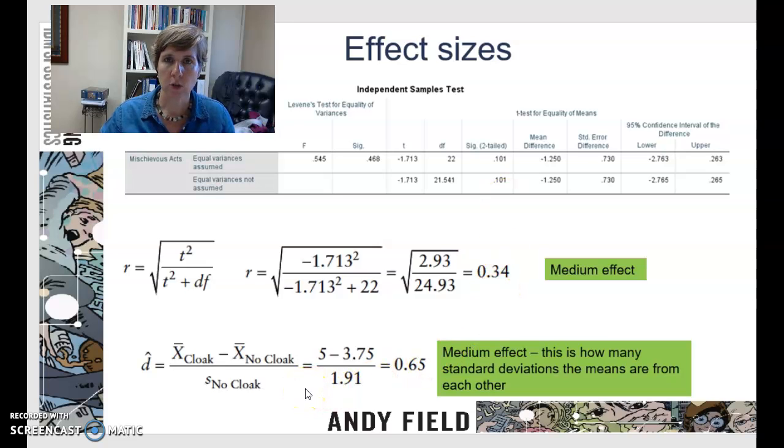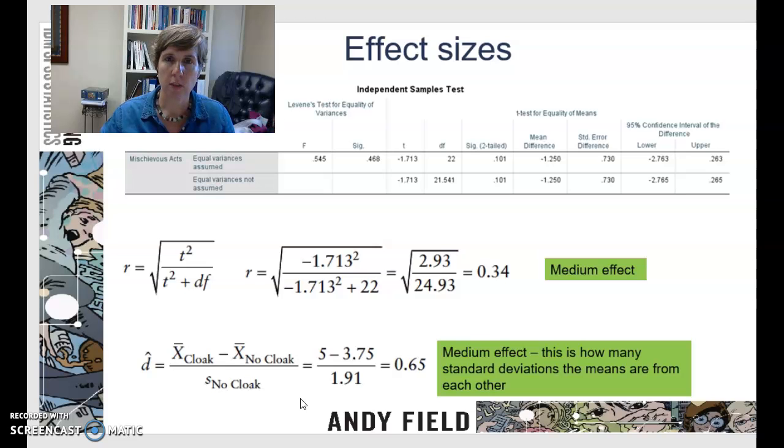Cohen's d is another alternative. So if you type in effect size calculator and put in these values, you're going to get these two values: you're going to get an r and you're getting Cohen's d. Cohen's d is calculated to be 0.65. So this is the no cloak standard deviation of 1.91, which is going to come from your descriptives table. And you again get a medium effect.